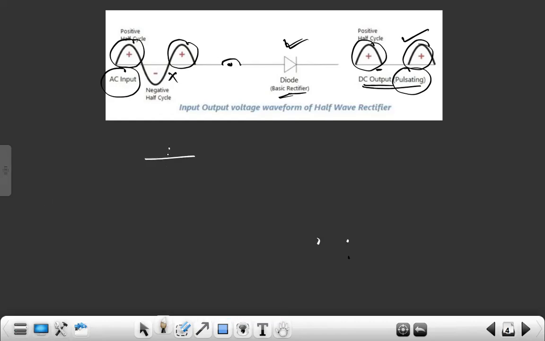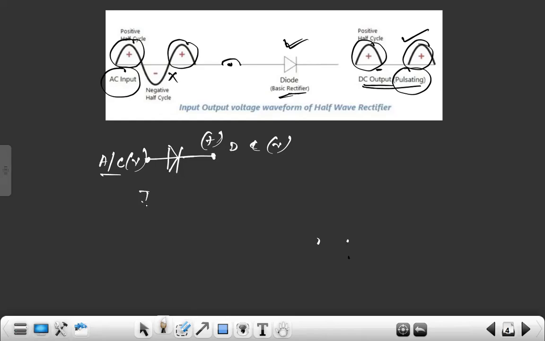Here is the diode. If we apply AC voltage over here, here is AC, we will be able to get DC voltage in the form of positive voltage, DC positive. If we apply AC here, we will be able to get DC positive here.